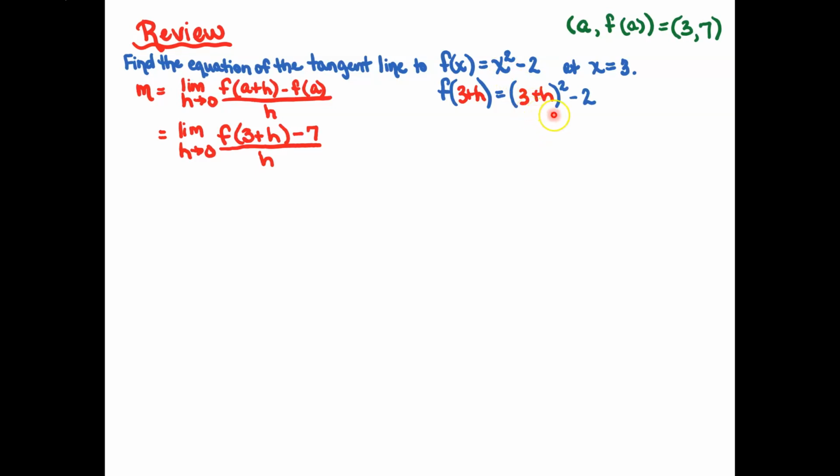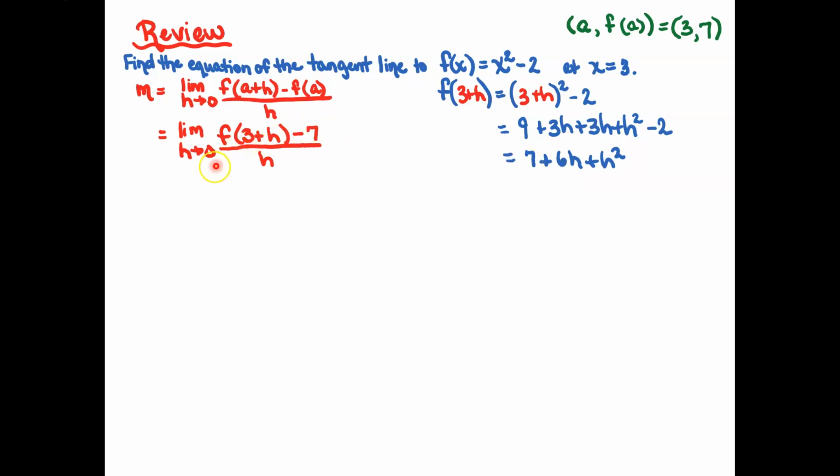Now, (3 plus h) squared literally means 3 plus h times 3 plus h. You're going to have to FOIL that out. So 3 times 3 is 9. 3 times h is 3h. h times 3 is 3h. And h times h is h squared. And then we still have our minus 2. We can simplify that a little bit. 9 minus 2 is 7, and 3h plus 3h is 6h. So that's what f of 3 plus h is equal to.